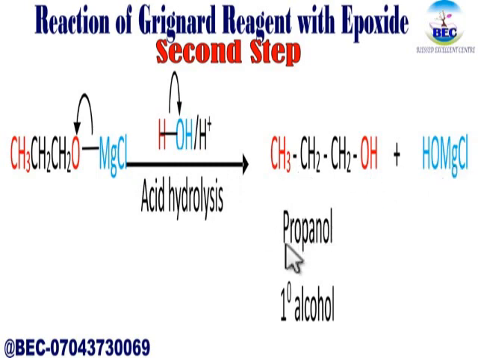So we call this propanol. It's actually a primary alcohol because the carbon bearing the hydroxy group is bonded to only one alkyl group. So that is how an epoxide reacts with Grignard reagent.